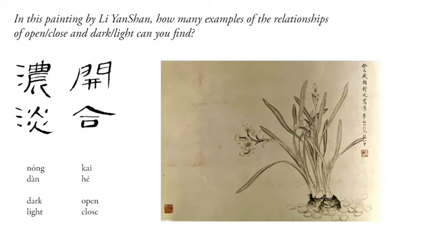And lastly, in a simple painting of Narcissus, how has the artist used those concepts of dark and light, of open and close? How are those used to create a strong painting, even though there's very little brushwork and a very simple composition? How does that dynamic get set up?